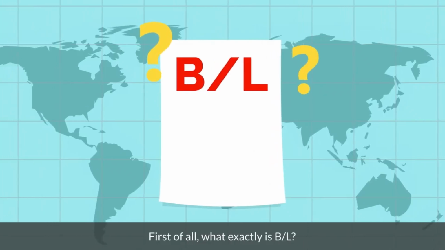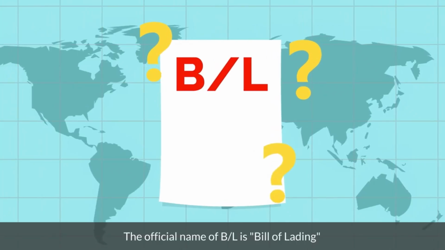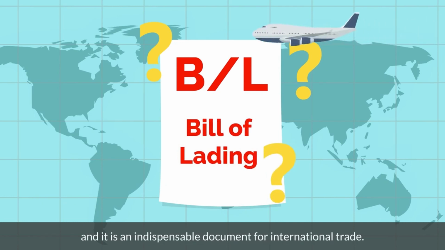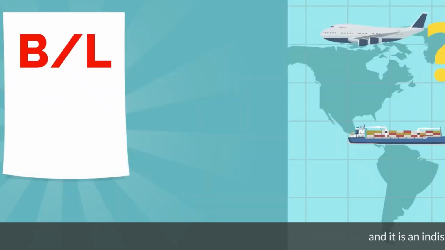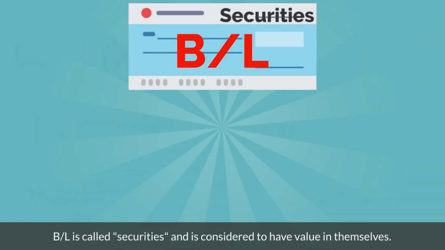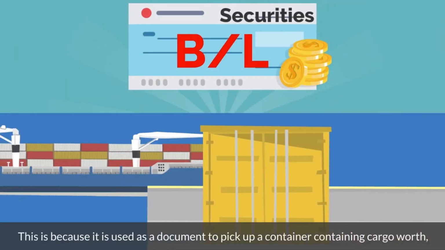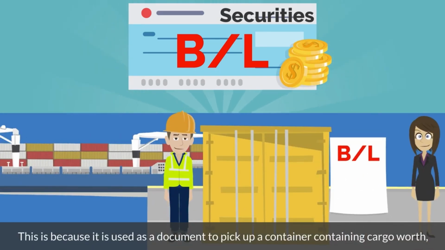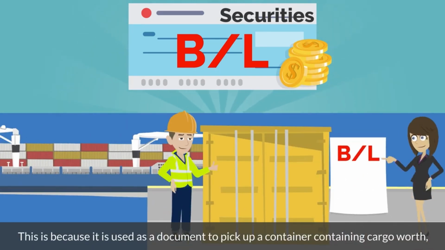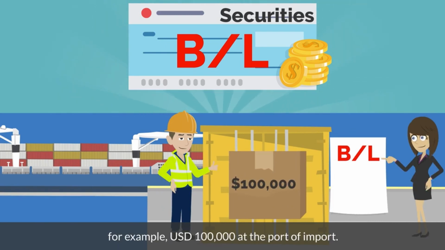First of all, what exactly is BL? The official name of BL is Bill of Lading, and it is an indispensable document for international trade. BL is called securities, and is considered to have value in itself. This is because it is used as a document to pick up a container containing cargo worth, for example, $100,000 at the port of import.